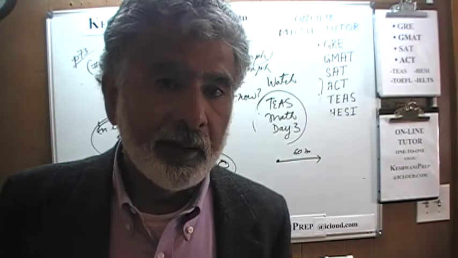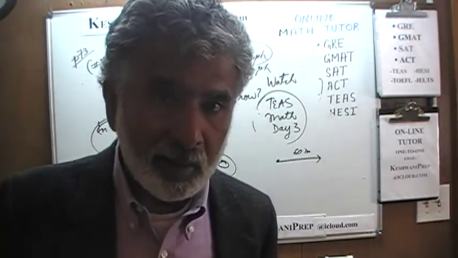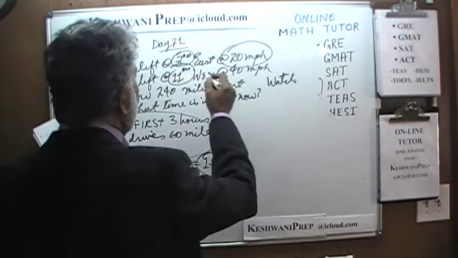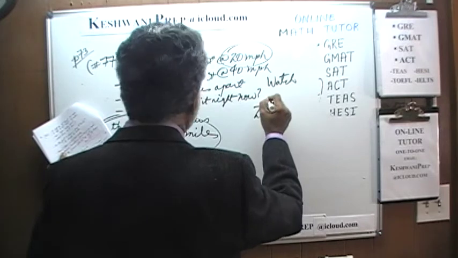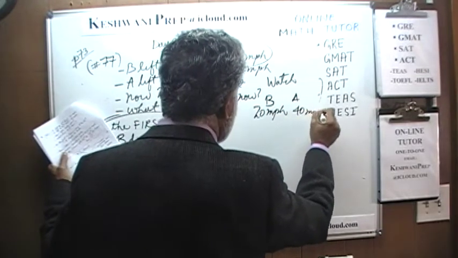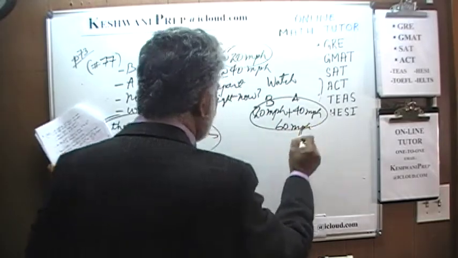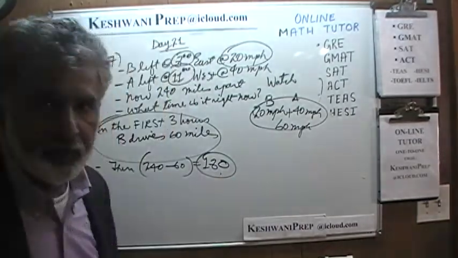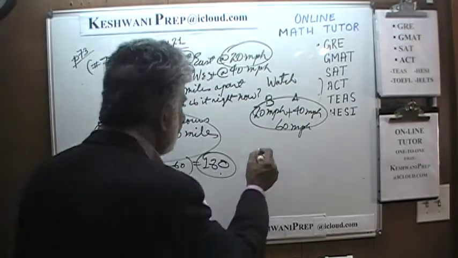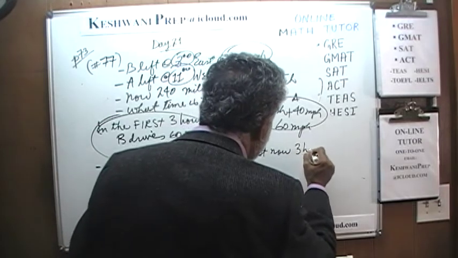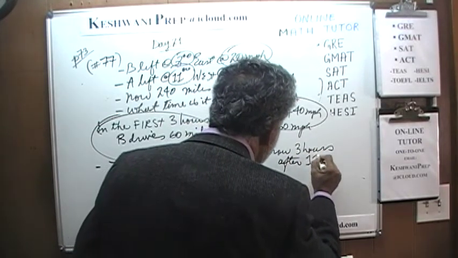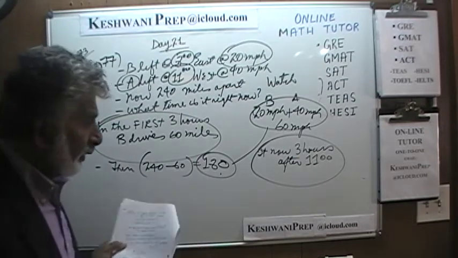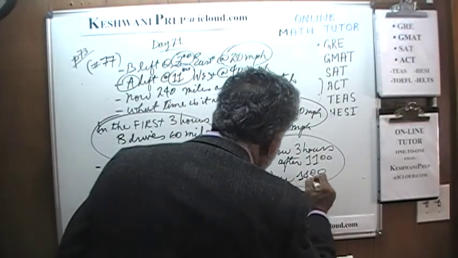At 11 o'clock in the morning, from that point on, from 11 o'clock in the morning until now, they have driven 180 miles. And we also know that this guy is going at 20 miles an hour, and this guy is going 40 miles an hour. Their combined speed is 60 miles per hour, which means every hour they're getting 60 miles apart, and they have to go another 180 miles, which means it's 3 hours. It is now 3 hours after 11 o'clock, because that's when A left. 3 hours after 11 o'clock, it is now 1400 hours or 2 p.m.